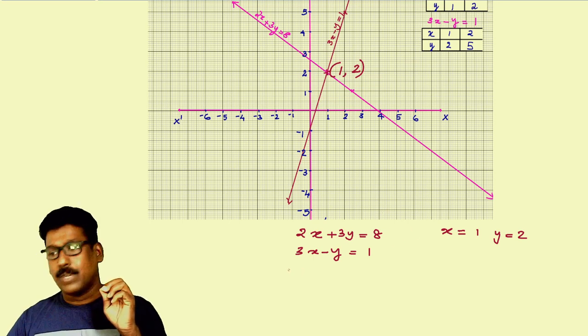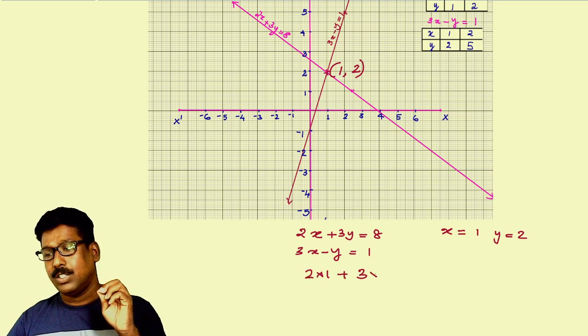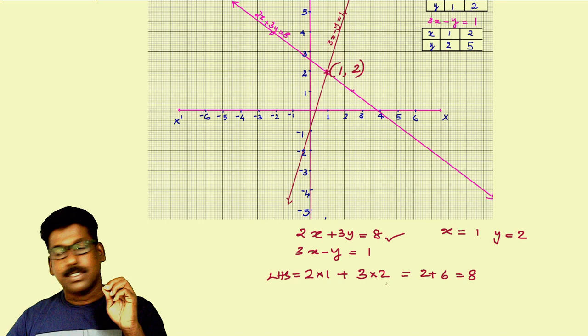Here in the first equation, x is equal to 1 means 2 into 1 plus 3 into 2 is equal to, that is the LHS of the given equation. That means 2 plus 6 is equal to 8. Here 8 is the RHS.